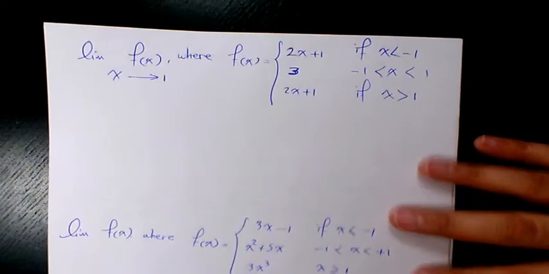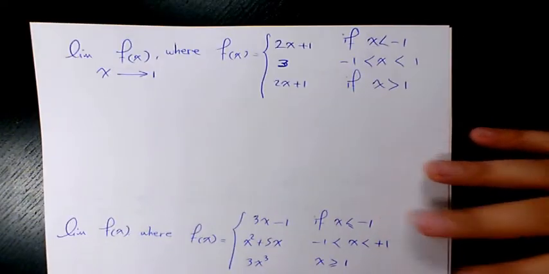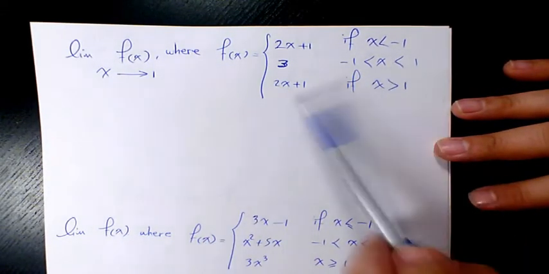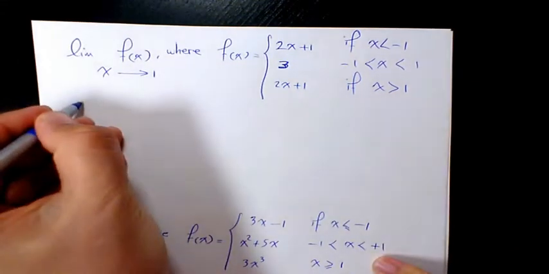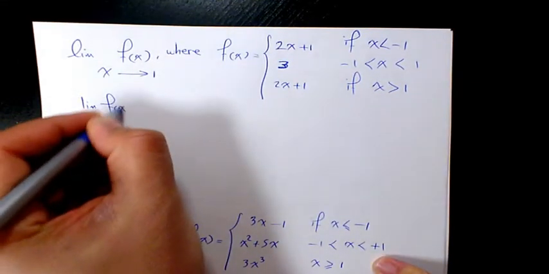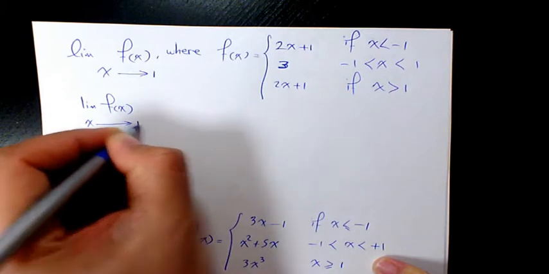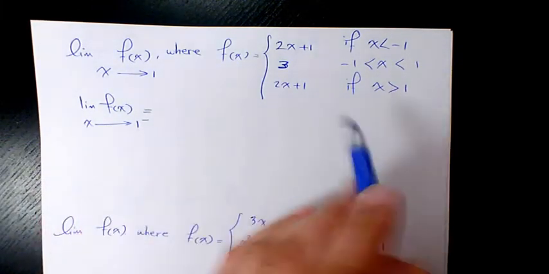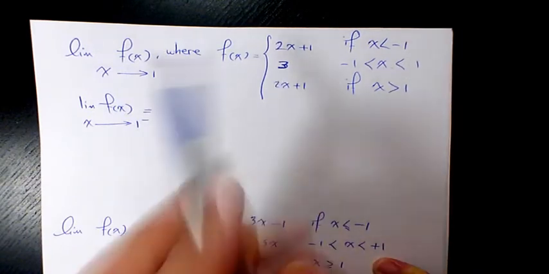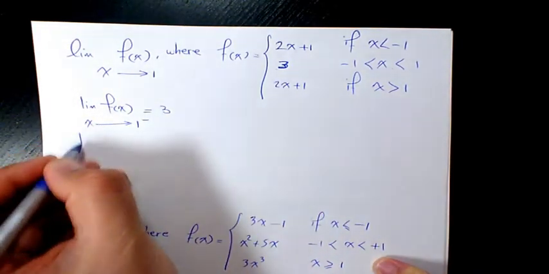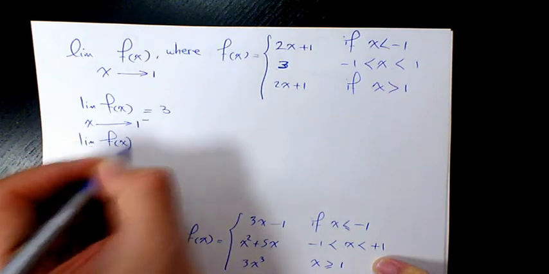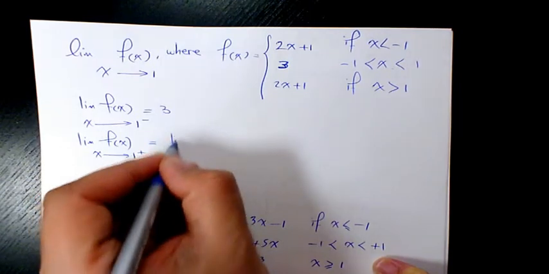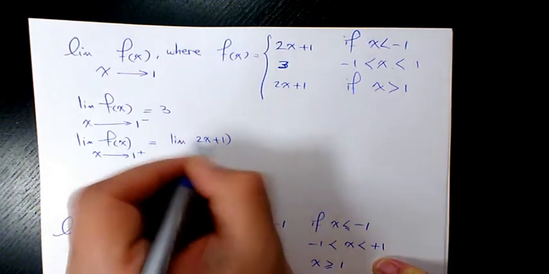The next example is similar to the previous one. The only difference is x is approaching 1. So we need to deal with these two. I'm going to say the limit of f of x when x is approaching 1 minus. It means that for those values close to 1 but to the left hand side, we need to use this guy, which is going to be 3. The limit of f of x when x is approaching 1 plus is going to be the limit of 2x plus 1.